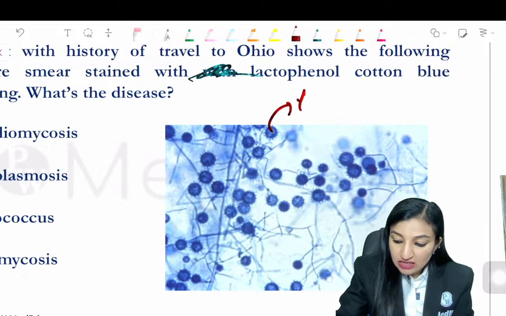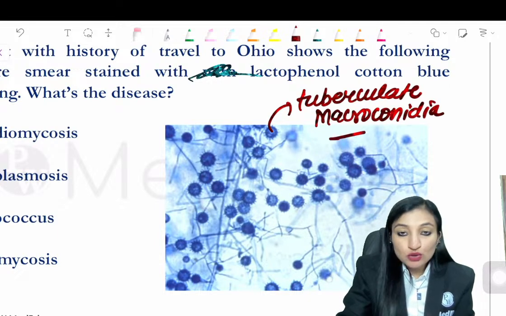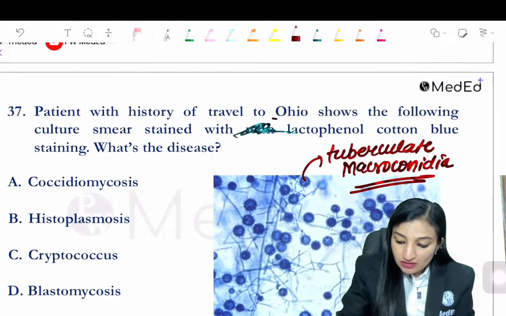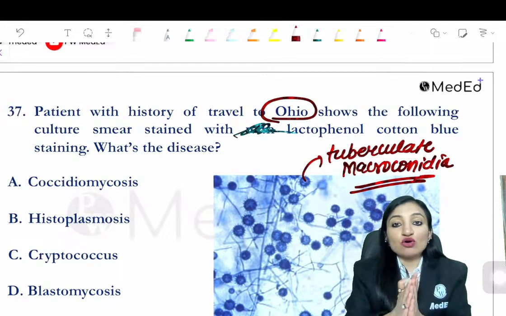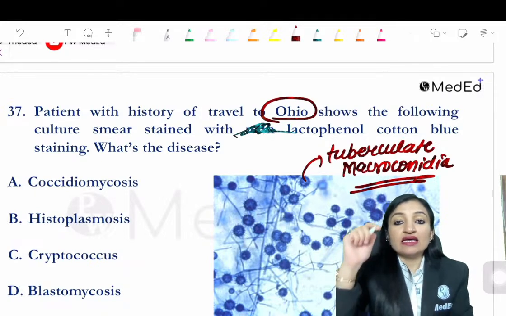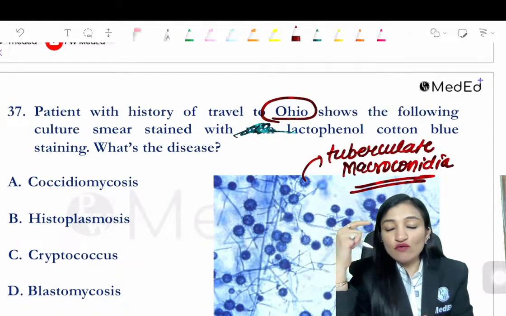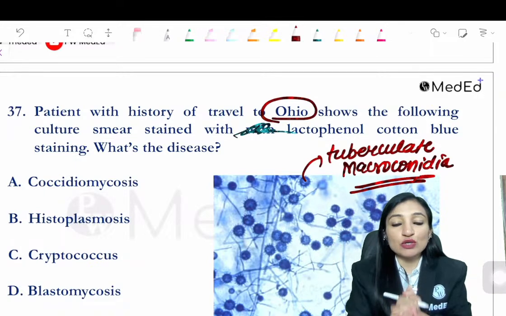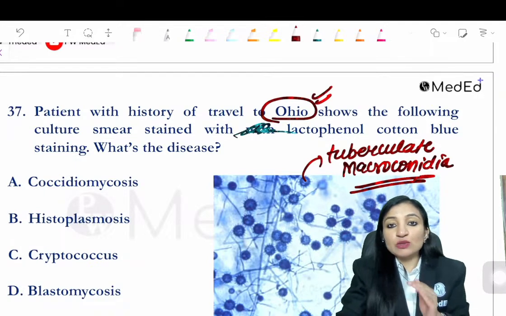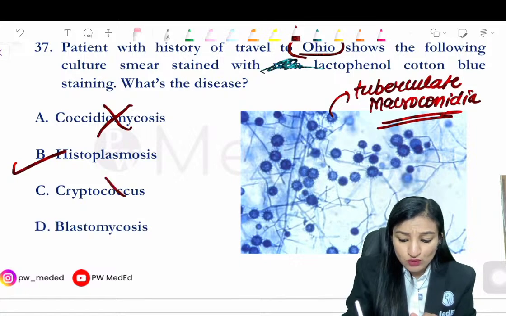These are the tuberculate macroconidia. Okay, tuberculate macroconidia. And see, there are six important dimorphic fungi in the entire mycology, and they are very scoring questions. They're going to ask you questions on the morphology of these dimorphic fungi. They are two-faced fungi, meaning the morphology at 37 degrees Celsius, when they infect us, is different, and the morphology in the environment, at 25 degrees Celsius, is different. And Ohio is a region in the United States where this fungus is endemic. So based on this picture, our answer is histoplasmosis and not coccidioidomycosis or cryptococcosis or blastomycosis.